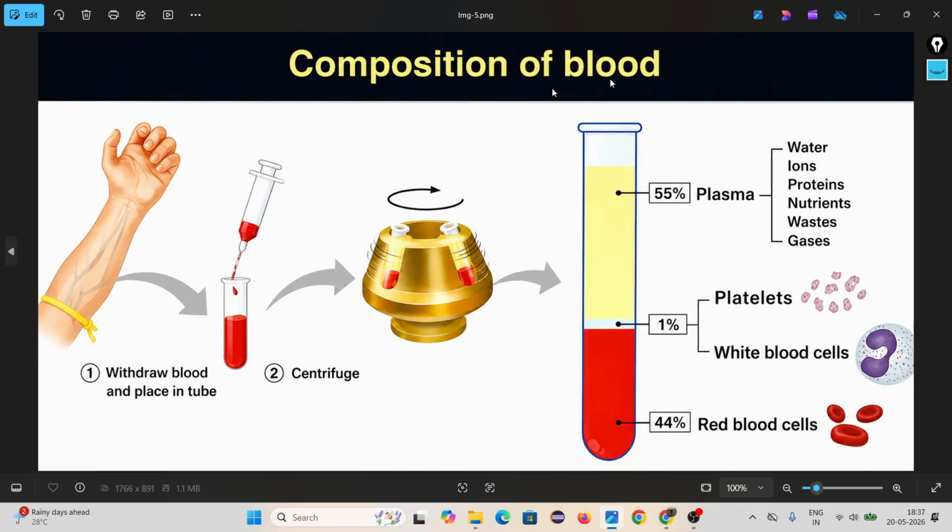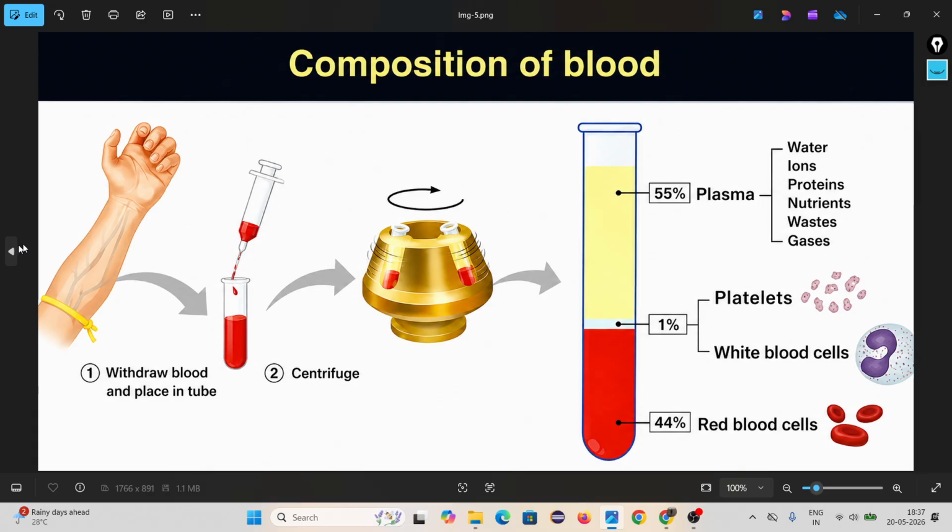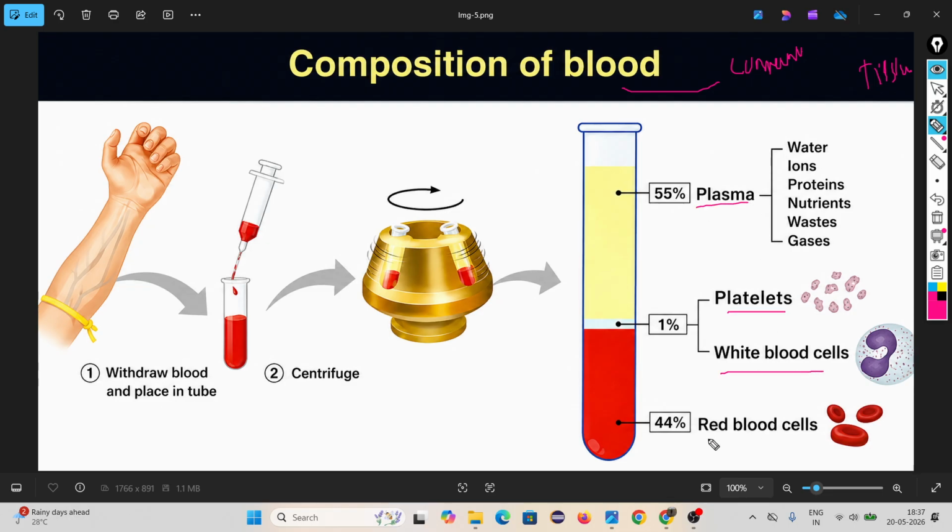Then come to the composition of blood. That means blood consists of several things. The blood is a connective tissue. Tissue means a group of cells. So in blood, look, there are some types of cells: plasma, platelets, white blood cells, red blood cells. These are the composition of blood.